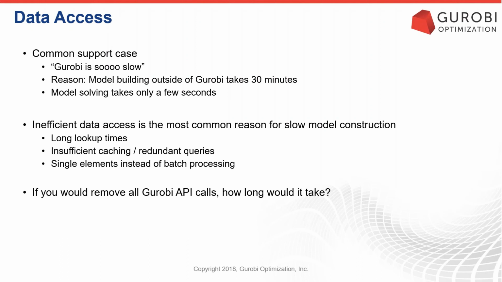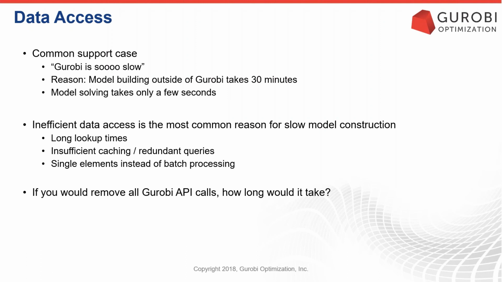It's also quite common that people add single elements to a model or retrieve single data elements to build a model. So usually it's a good idea to do batch processing in the sense that you build, for example, many parts of your models at once. If you already know that you have 1,000 variables, for example binary variables, that you need, why not create them at once? This is usually much more efficient than creating them one by one.